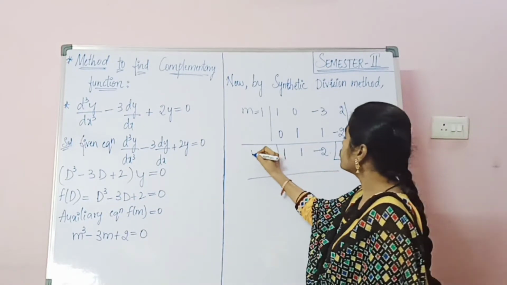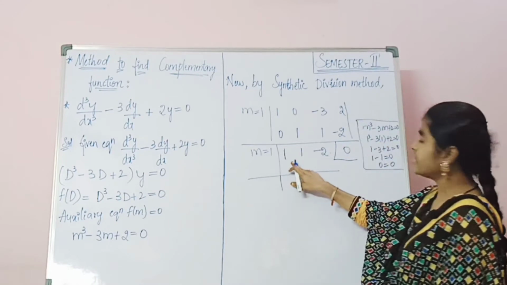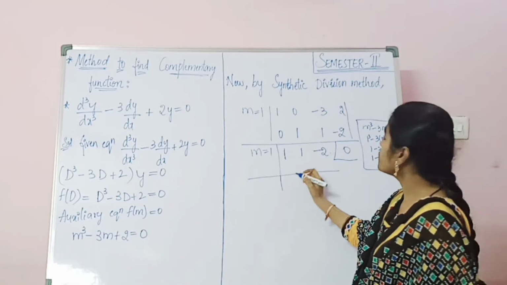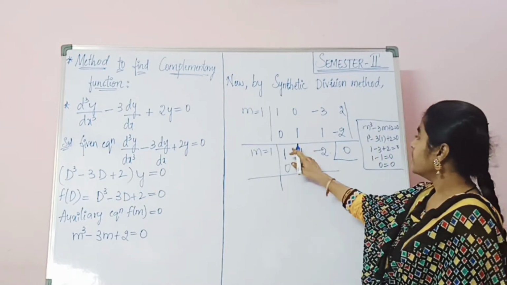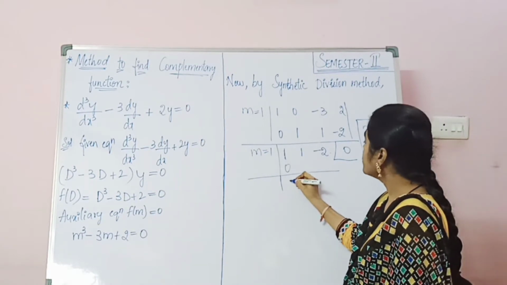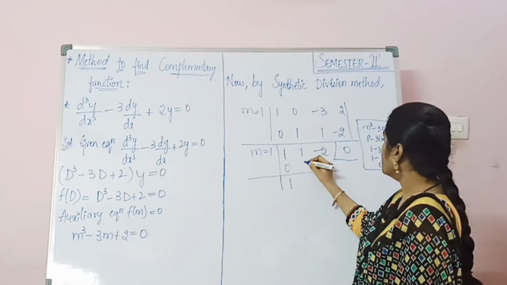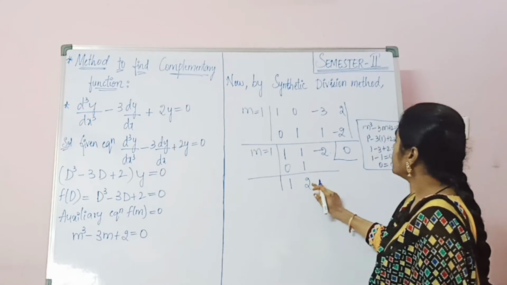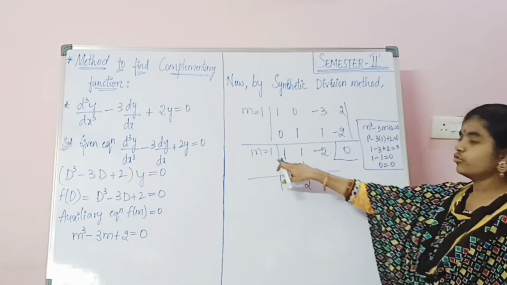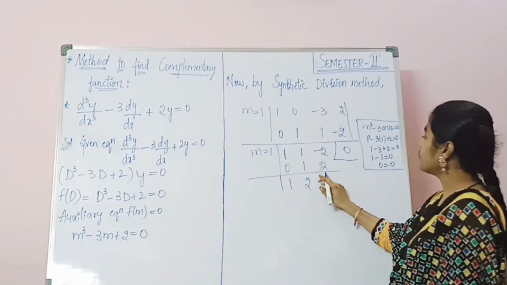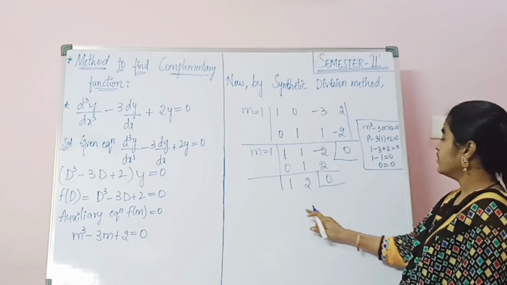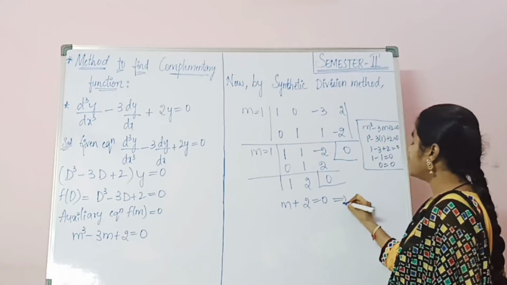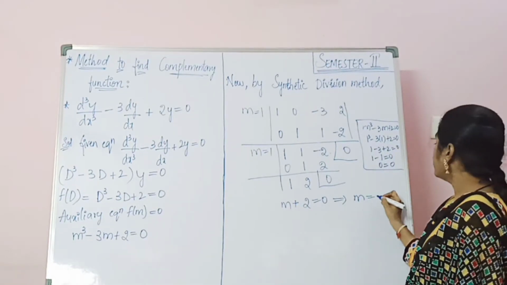Next, according to this, what we can take here? Root m equals to 1. If we take m equals to 1, this is a suitable root which is equals to 0. Next, we have to take again 0. 1 plus 0, how much? 1. 1 ones are 1. 1 plus 1, how much? 2. 2 ones are 2. Minus 2 plus 2, how much? 0. So what is the equation here? M plus 2 equals to 0. So this can be written as m equals to minus 2.